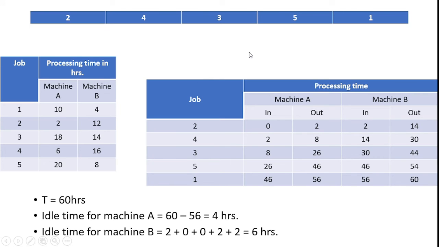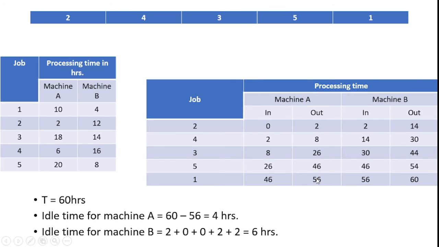After that, according to our identified sequence, the last job is job 1. So I can load the job 1 in machine A. The fifth job is completed at 46th hour, so job 1 is loaded on machine A at exactly the 46th hour. After 46th hour, job 1 running on machine A is 10 hours. So 46 plus 10, I can get 56 hours.